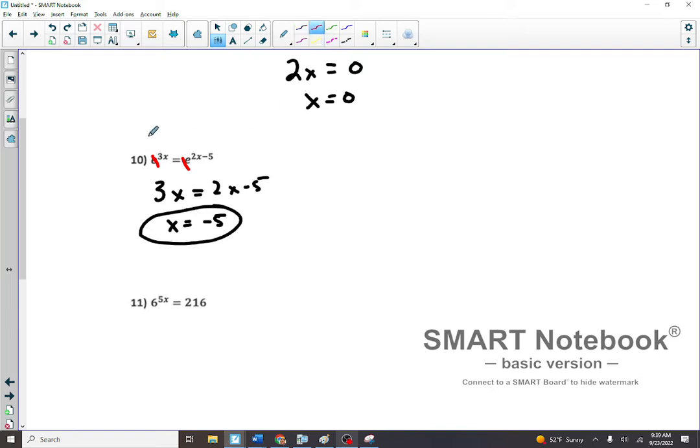The reason I could cross them out is that what I'm officially doing is putting ln on both sides, and ln e will cancel out. So that's what I'm officially doing. Any equation that has the same base, absolutely. So then the next one.